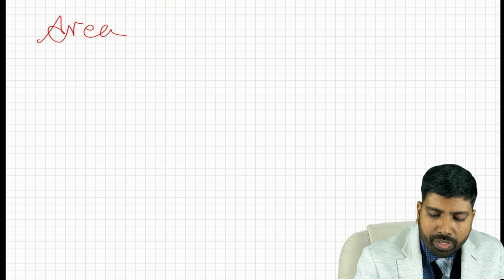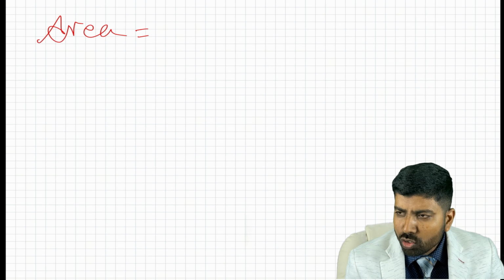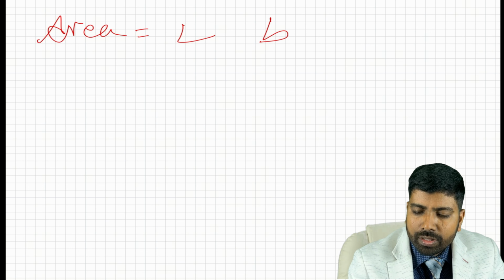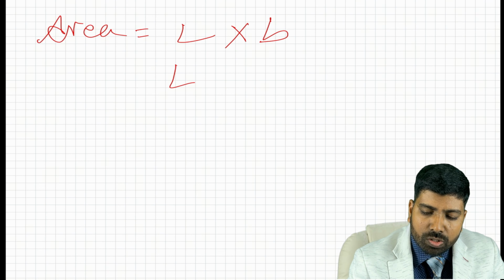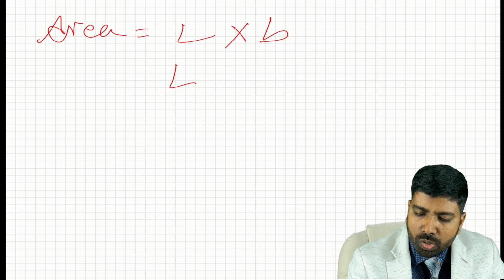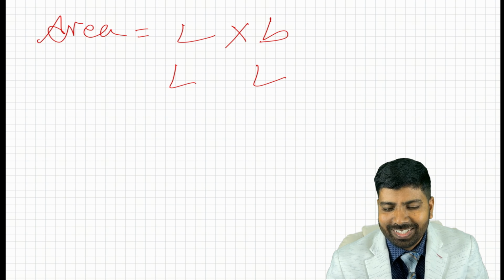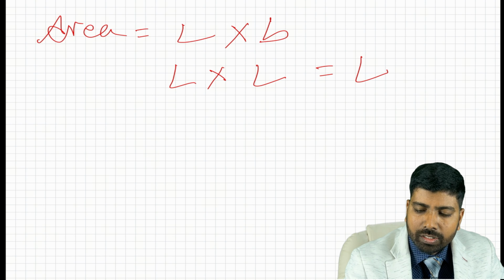Area we cannot measure directly with the help of any instrument. We have to measure the length and the breadth, then multiply. Length and breadth are also distances, so the result will be L square.